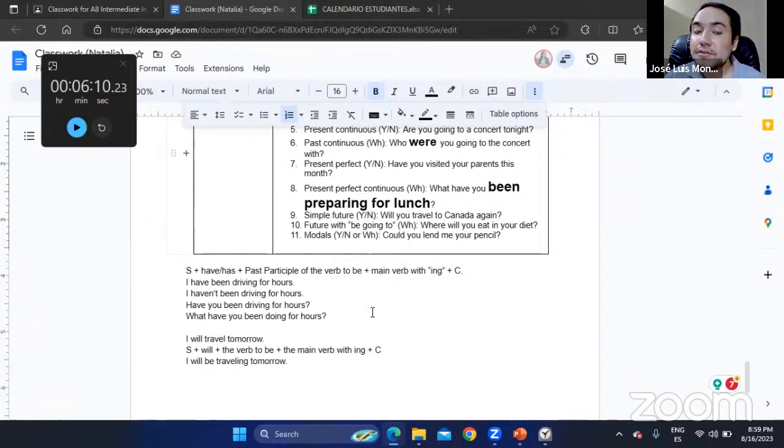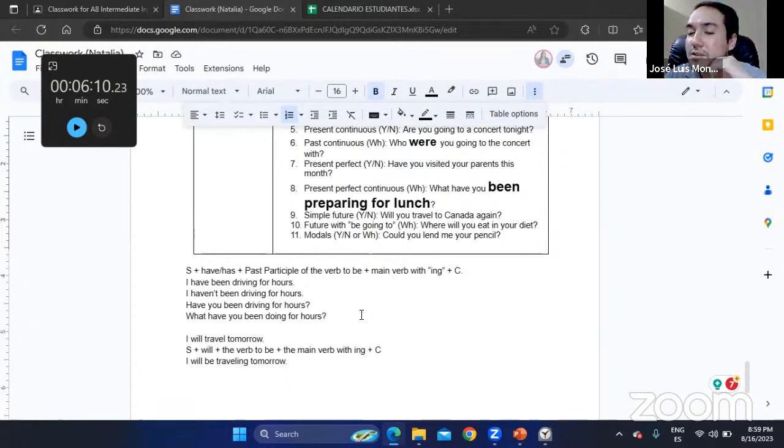Yes, I mean you have to know that the verb to be is conjugated in different ways, right? If I ask you the present continuous, right? How is the verb to be conjugated? It's conjugated in the simple present, right? And what's the conjugation of the verb to be in simple present? Am, is, are. Okay, so you have to change the verb to be like that.